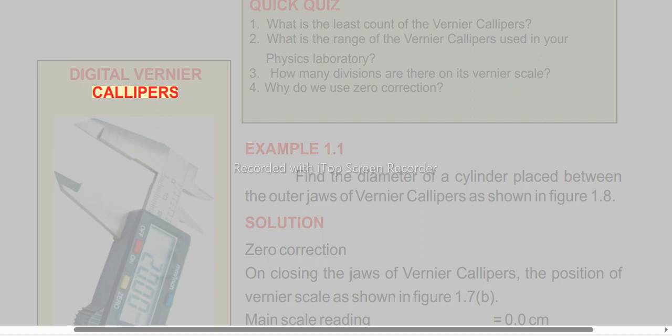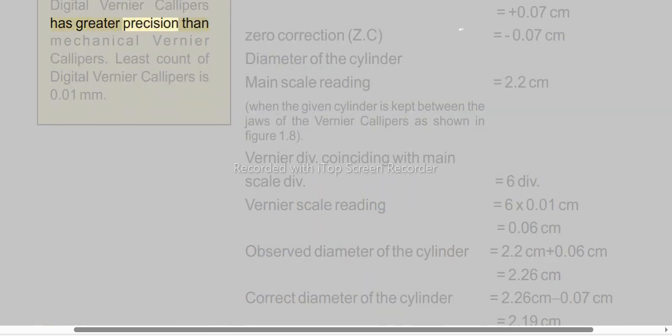Digital vernier calipers. Digital vernier calipers have greater precision than mechanical vernier calipers. Least count of digital vernier calipers is 0.01 mm.